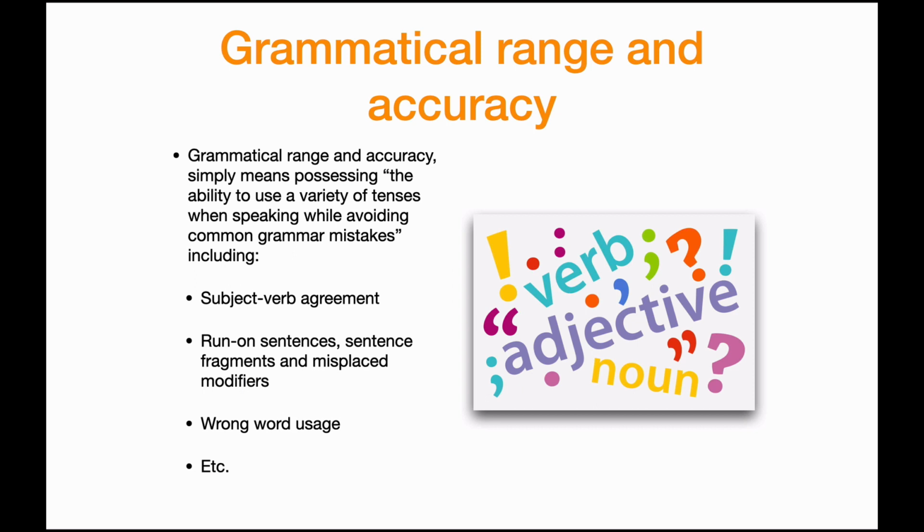Grammatical range and accuracy. Grammatical range and accuracy simply means possessing the ability to use a variety of tenses when speaking while avoiding common grammar mistakes, including subject-verb agreement, run-on sentences, sentence fragments and misplaced modifiers, wrong word usage, etc.